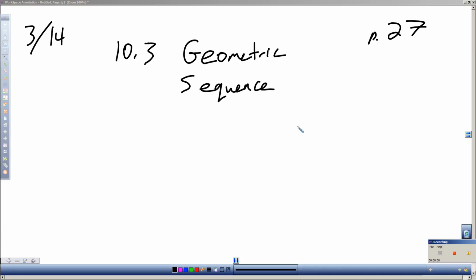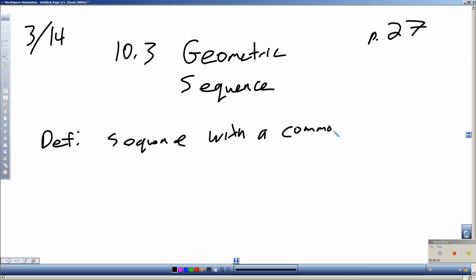There's a common multiple. So, when you talk about a geometric sequence, our definition is a sequence with a common ratio. Meaning, you have some term divided by the previous term is equal to r. So you choose any two terms and you'll get the same r. Any two terms in the sequence.